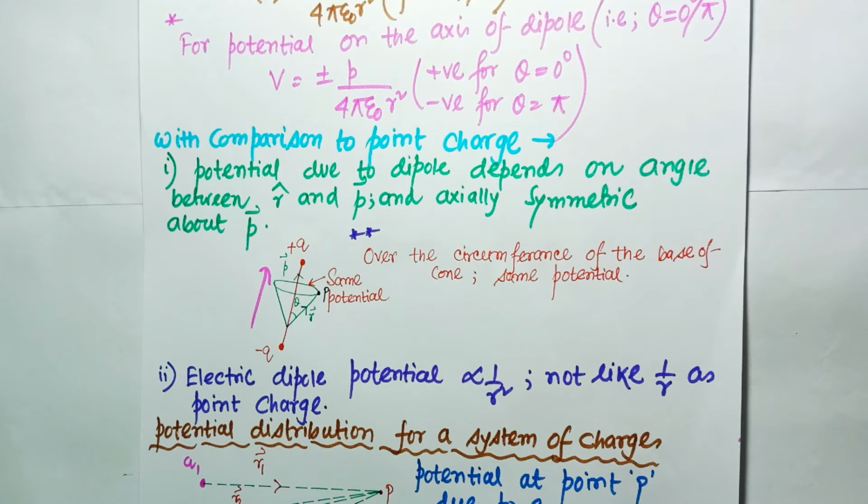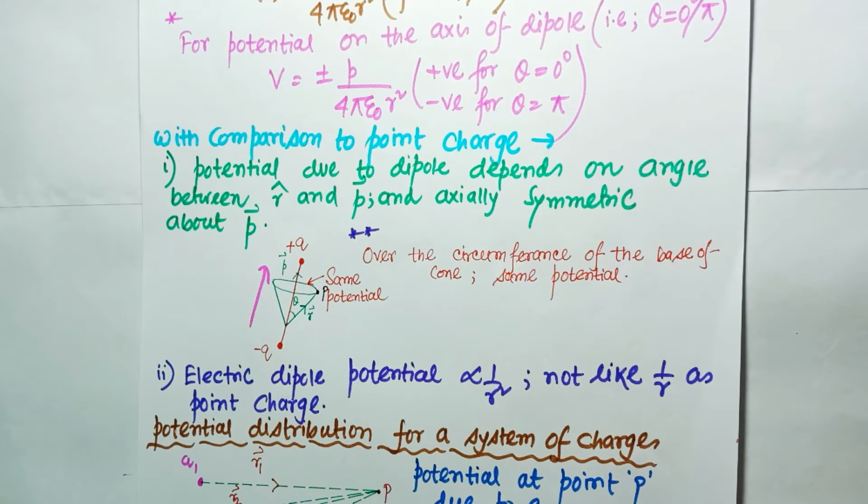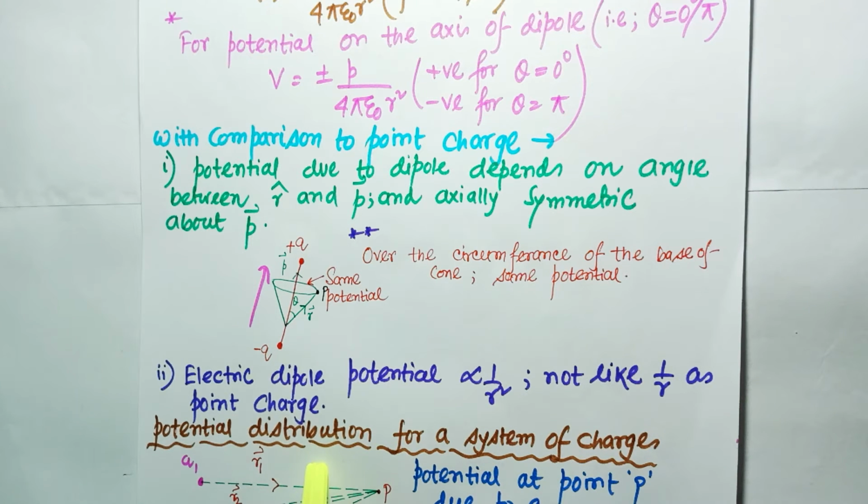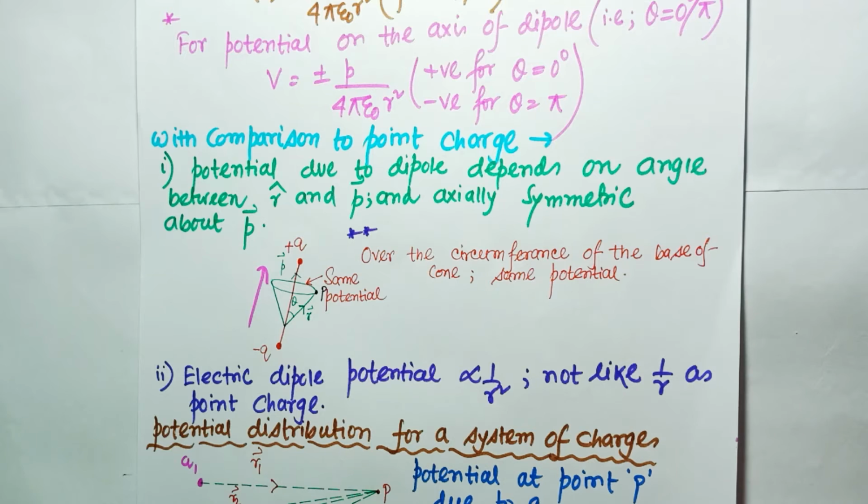Another difference is that the electric dipole potential varies as 1 over r square, not like 1 by r as for the point charge. So we have understood that for a point charge V varies as 1 by r, whereas for a dipole the potential varies as 1 by r square. And the electric field for a point charge varies as 1 by r square, whereas for the dipole E varies as 1 by r cube.